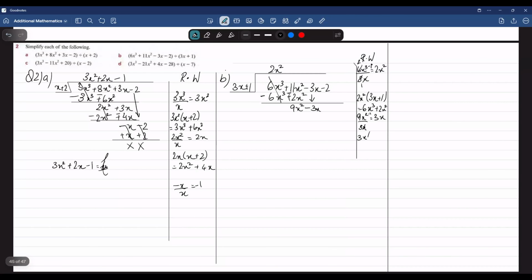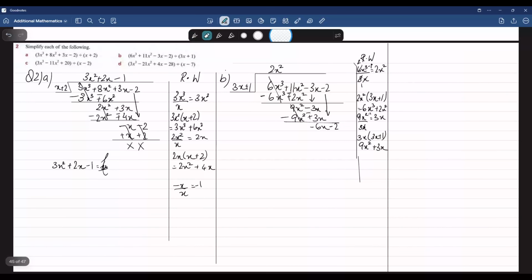And now we multiply 3x by 3x plus 1. So 3 threes are 9, x squared plus 3x. Again, here we're going to go with 9x squared plus 3x. Multiply by negative to give us negative 6x. And then we copy down this 2 to give us negative 2.